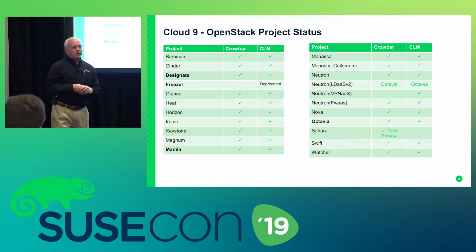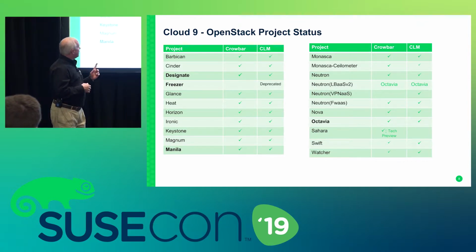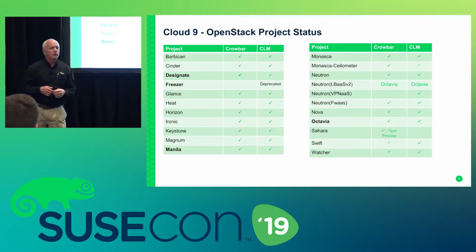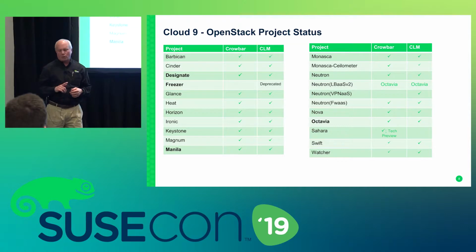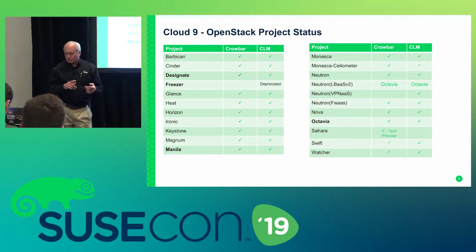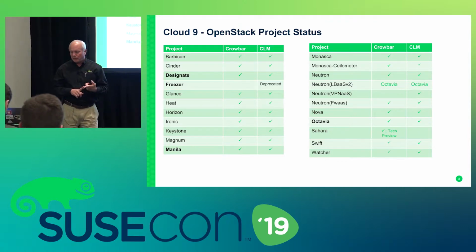So some of the things I want to call out here are some of the changes. If you see some of the things that are in bold on this, this is a picture of which OpenStack projects we support. So we're going to be adding support for Designate to Crowbar. We didn't have it previously, so CLM had Designate support. That's DNS as a service.